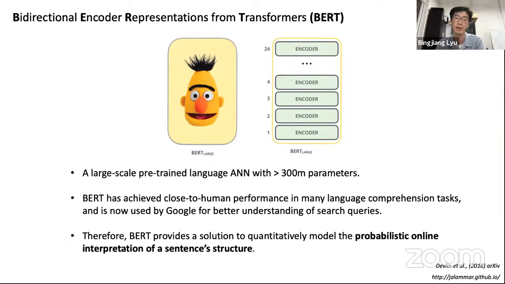To this end, we adopted a large-scale pre-trained language neural network called BERT and extracted quantitative measures of sentential structures from its hidden states. BERT has already shown close to human performance in some language comprehension tasks, and is used by Google for a better understanding of search queries. This is mainly due to its ability to generate deep contextualized representations given the specific contents in a sentence. So therefore, BERT provides a potential solution to quantitatively model the probabilistic online interpretation of the sentence structure, which can be tested against the corresponding brain data.